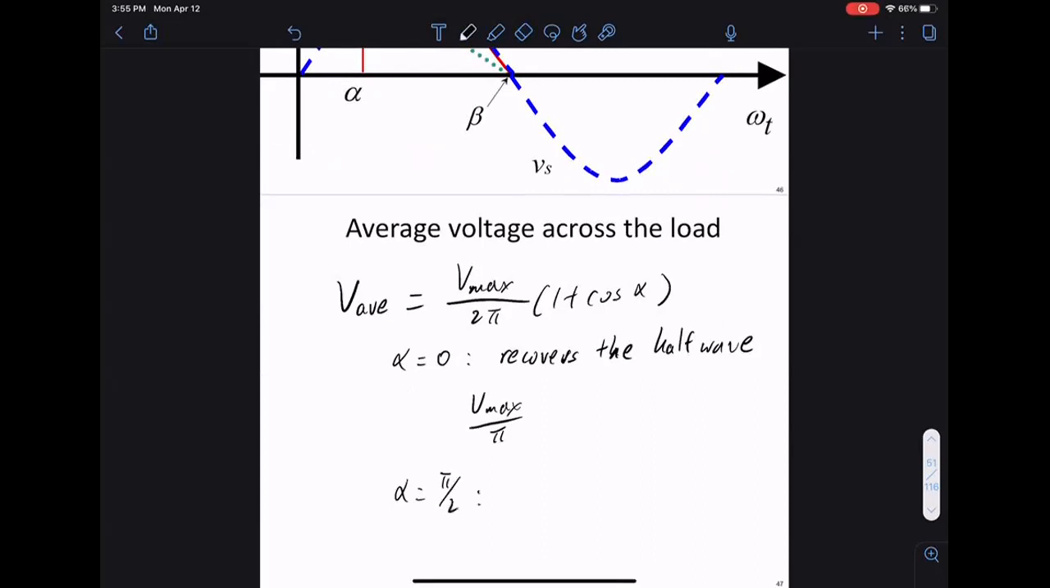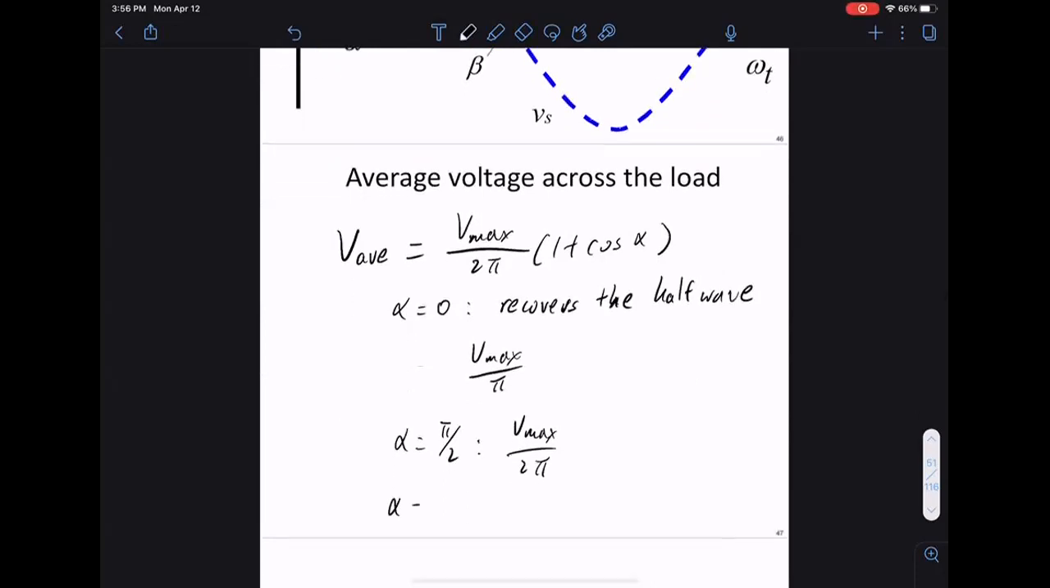Or 90 degrees. We get V max over 2 pi, right? We chop off half the wave, so we get half the average voltage. Still makes sense. On the extreme, alpha equals pi, this gives you V average of 0. Meaning you never turn on. If your triggering angle is pi, then you actually never turn on, so you get 0 average voltage.